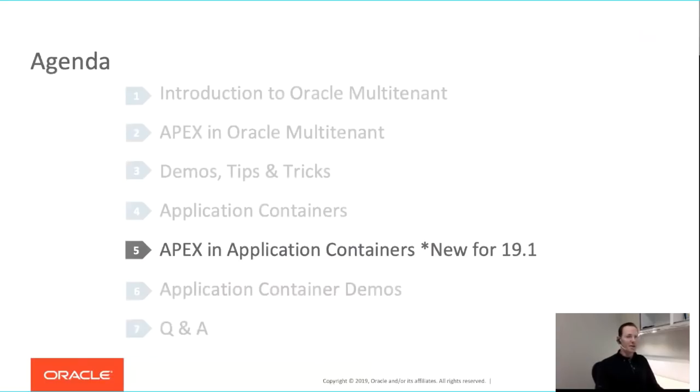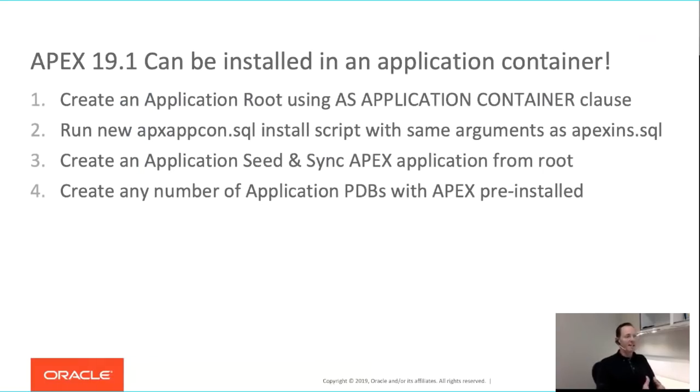So brand new for Application Express 19.1 is that it can as well be installed in an application container, and this is fully documented in the multi-tenant chapter of our installation guide. And you simply create a pluggable database as application container, and then you run this new installer script, which takes the same arguments as apex.sql. It's called apxappcon.sql, in that application container. Then once you've done that, you can create an application seed and sync the Apex application from the root. And then you can create any number of application PDBs with Apex pre-installed from that seed.